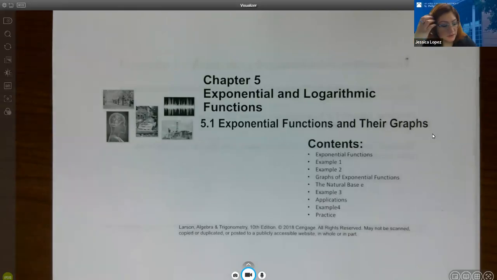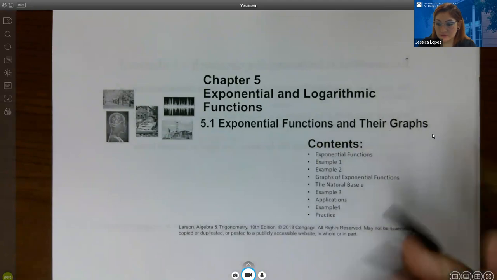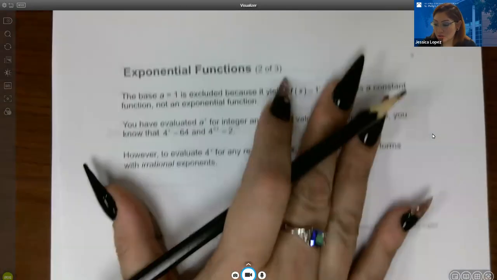Okay, this is a video for 5.1. And in this video, we're going to be talking about exponential functions and their graphs. Okay, so it really is a lot of introductory concepts.